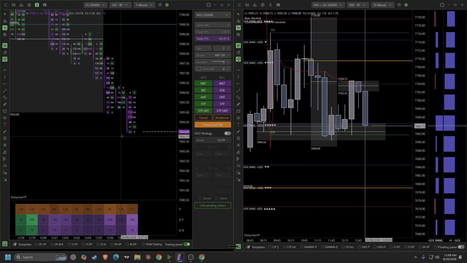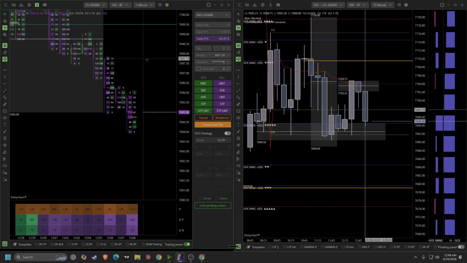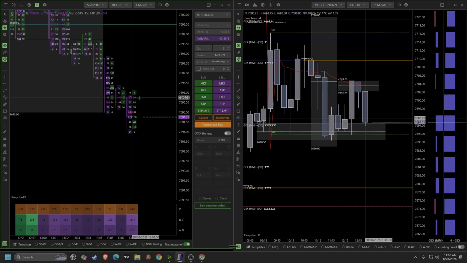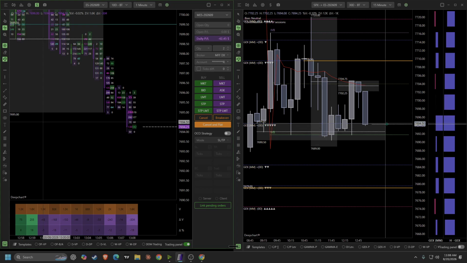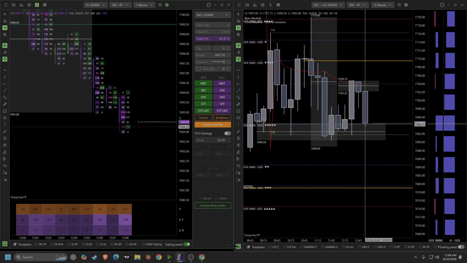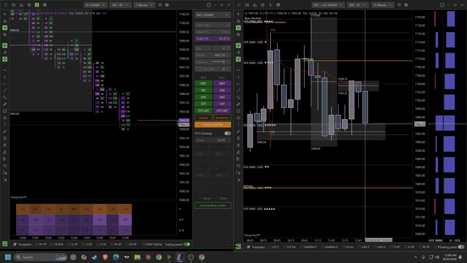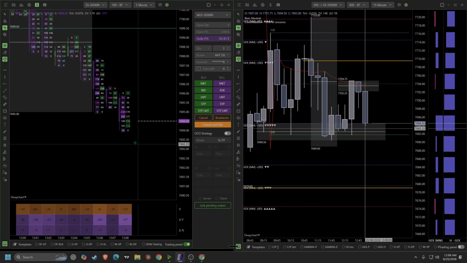Sorry, I had it on the wrong screen. Sellers are ripping through. Lots of selling pressure, lots of aggressive trading. Happened to 76 right on this GEX level. Let's see if we get some buyers stepping in here.